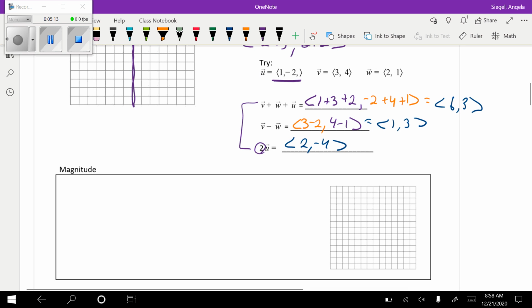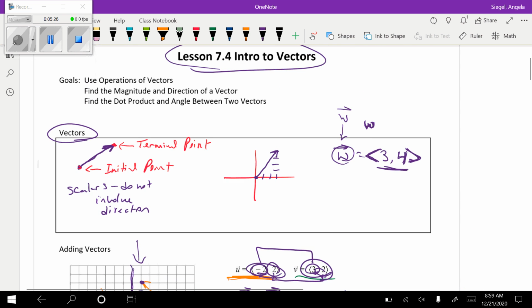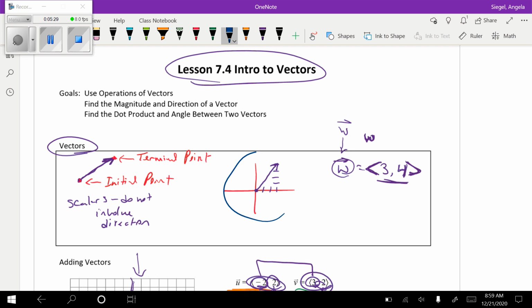Okay, so the next thing we're going to talk about is magnitude. And magnitude is the same thing as the length of a vector. So think about this. We had the length of a line, and we've had multiple problems like this. So I want you to focus your attention on this. If I were to try to find the length of this line segment here, think about what you would use.